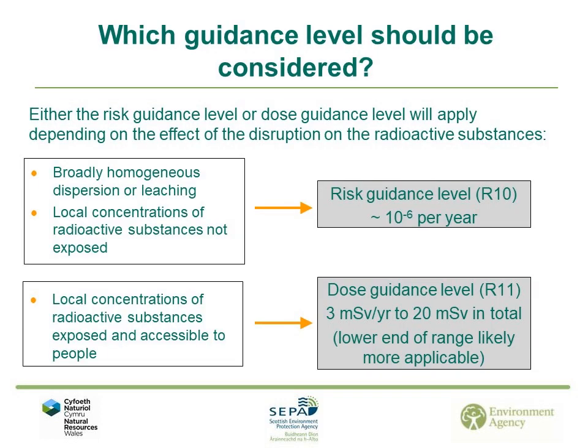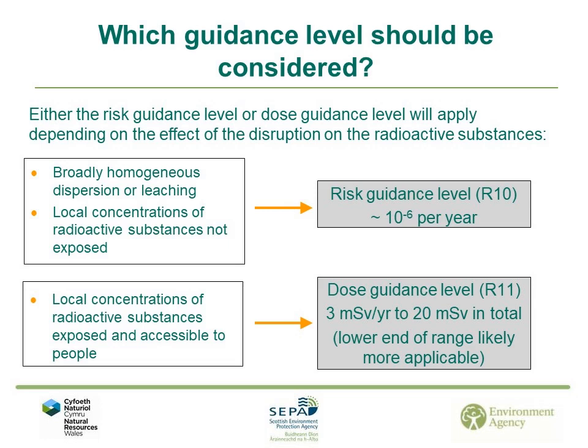Which guidance level should be considered? Depending on the type of disruption the natural process causes, either the risk guidance level or the dose guidance level will apply. For example, natural disruptive processes such as coastal erosion and flooding may cause dispersion or leaching of radioactive substances that are broadly homogeneous without any local concentrations of radioactive substances being exposed to the accessible environment. In such cases, the risk guidance level from Requirement R10 applies, and operators should include suitable scenarios in the SWESC to assess the risk and compare it to this guidance level.